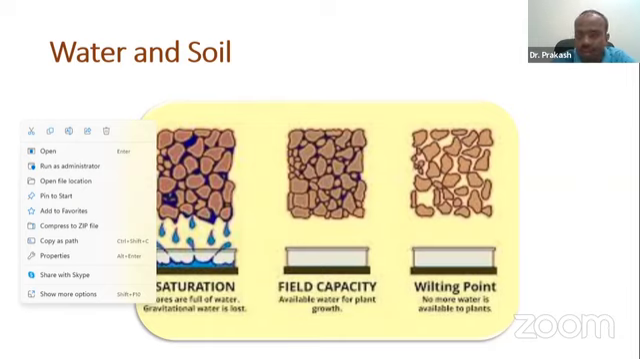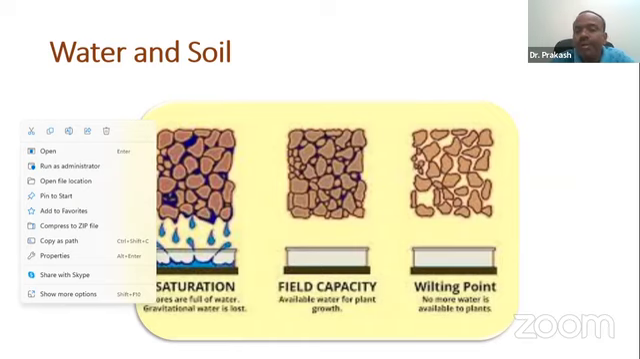In flood irrigation, we generally apply irrigation at 8 days' interval. Suppose for the first 3 days our plant cannot absorb nutrients as well as water because of saturation. Then on the 4th and 5th days, the plant absorbs water and nutrients when the crop comes to field capacity. And after 6 to 7 days, the plant also cannot absorb water because it goes to the permanent wilting point.